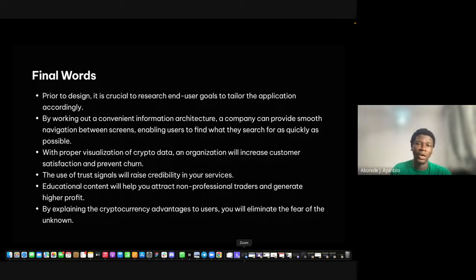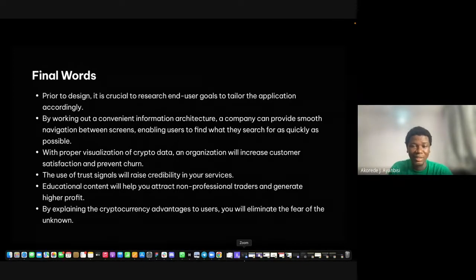So when you're building a product in Web3, make sure you put it at the back of your mind to provide educational content, so that when users come on your platform, they can easily navigate through and learn how to use certain things on your platform without minimizing your app and going to Google to search for information, right?